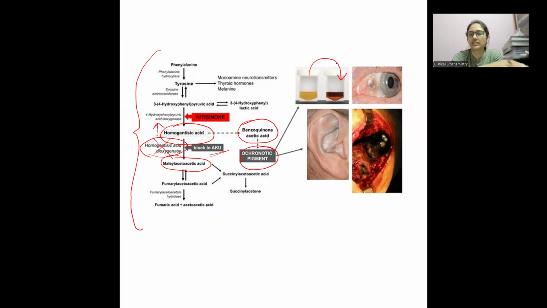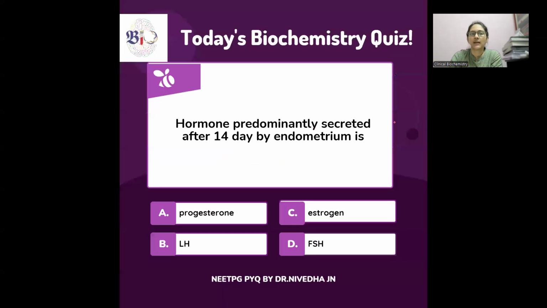Urine, whenever it's collected, is straw colored only. But when you leave it for some time, exposed to air, it gets auto-oxidized and becomes this ochronotic pigment and turns black in color. Similarly, as you can see in the conjunctiva, in the pinna of the ear, but also in the bone. This is what is called ochronosis. Is it fine? Alkaptonuria is one of the important topics for the entrance examinations. Moving on to the next question.